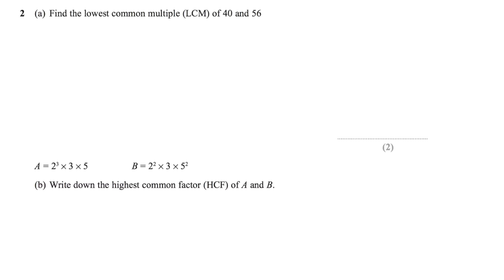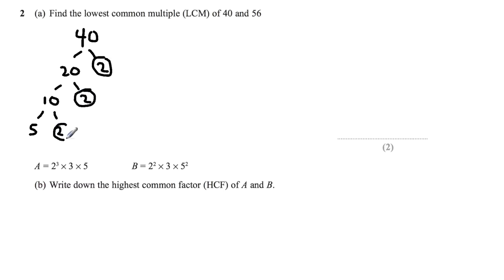Find the lowest common multiple, LCM, of 40 and 56. To solve this question, we're going to be using prime factor decomposition. So we're going to find the prime factors of 40. So 2, 20 over here. We have 2 again, 10 over here. And we have 5 and 2. So the last prime factor is 5.